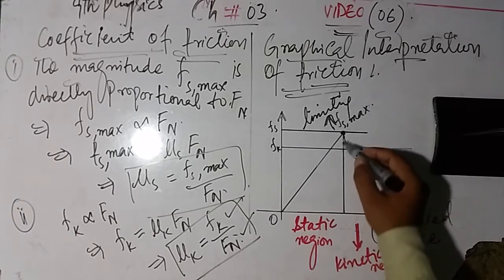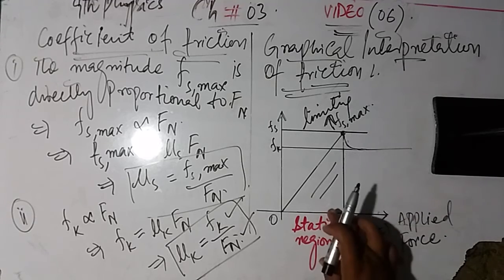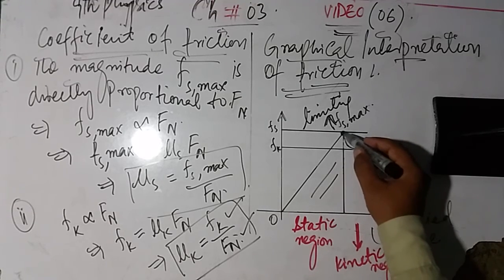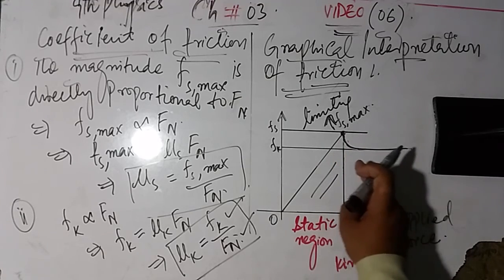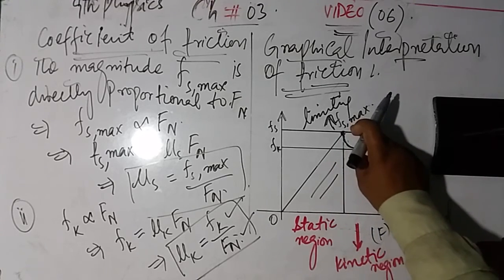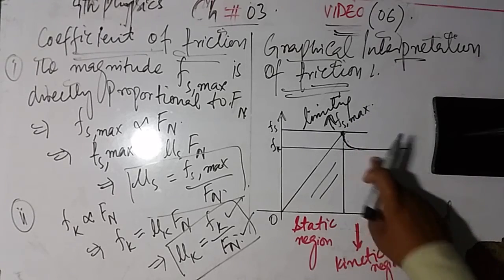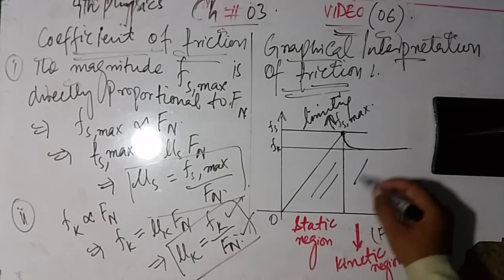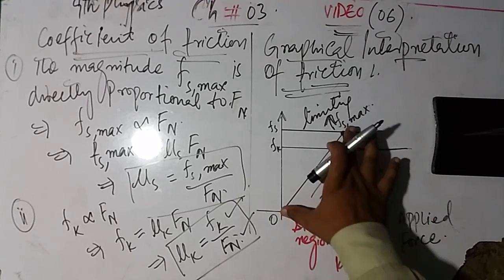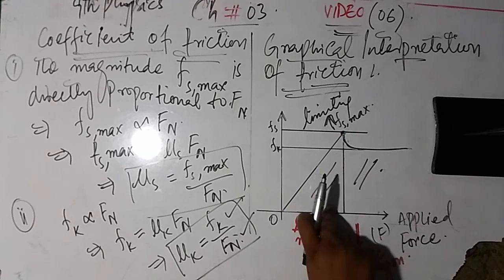So the region up to this maximum value or limiting friction is called the static region, and after that the object starts moving. When the object is moving, the frictional force between the two surfaces is the kinetic force. So this region is called the kinetic region, and when the object is stationary, this region is called the static region.